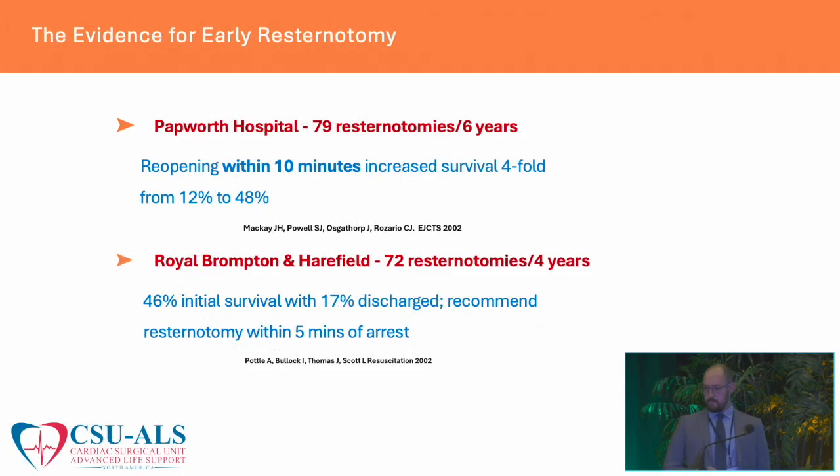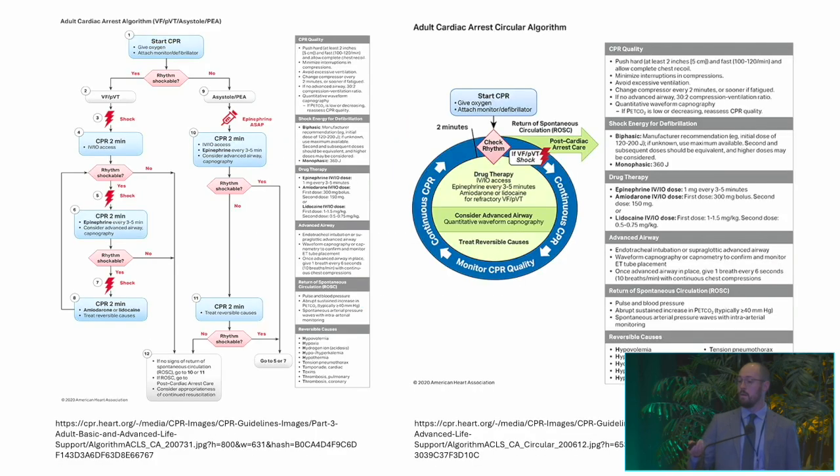Okay, so the evidence for early resternotomy: just two studies from around the time of the writing of the protocol, in the early 2000s in the United Kingdom. One of the hospitals, Papworth Hospital, recommended reopening within 10 minutes based on a case series of 80 resternotomies over 6 years. Another hospital, with 72 resternotomies over 4 years, subsequently recommended rapid resternotomy, but chose a different time frame, 5 minutes instead of 10.